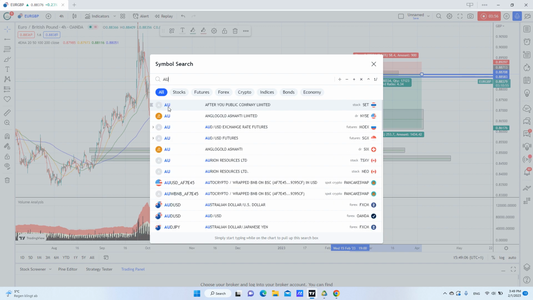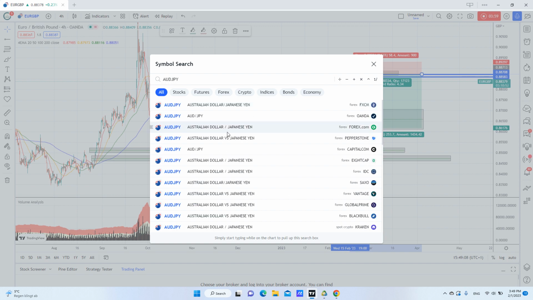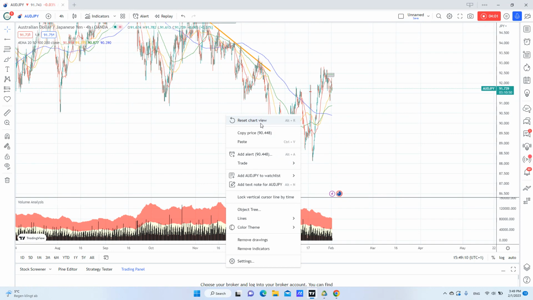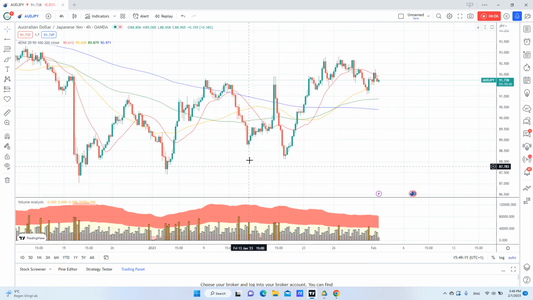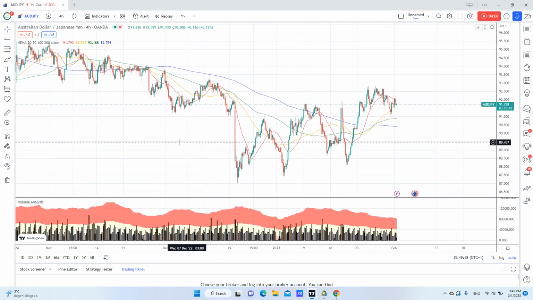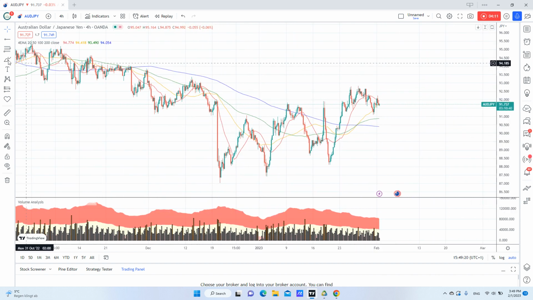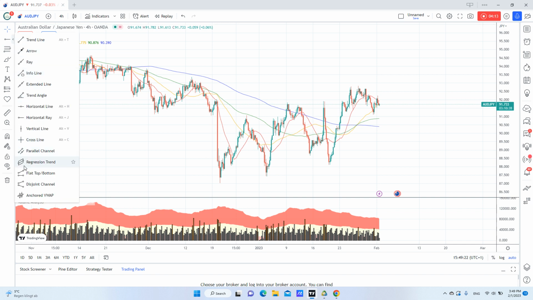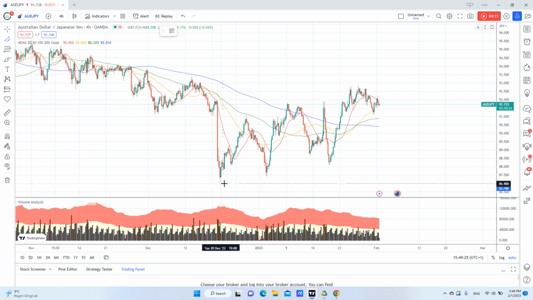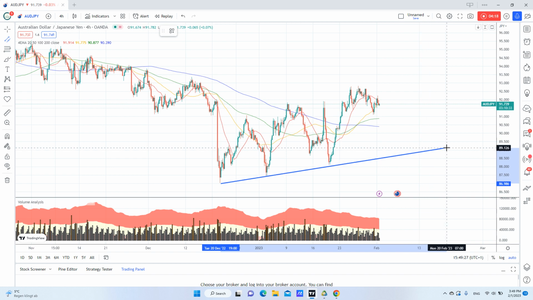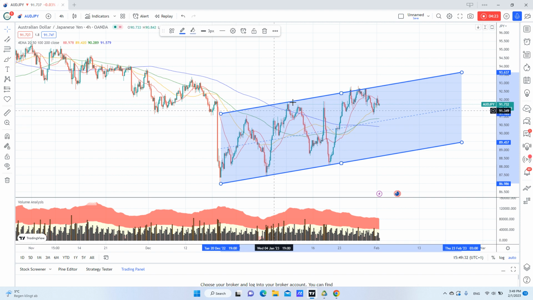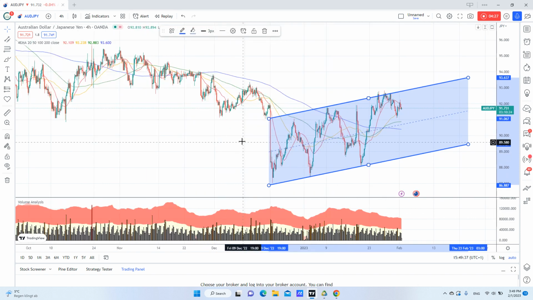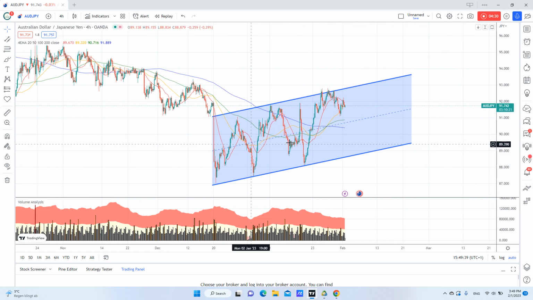For the AUD yen, we will start by marking this. If you look here, it's a rising channel. 1, 2, 3, and then we go up. 1, 2, 3.